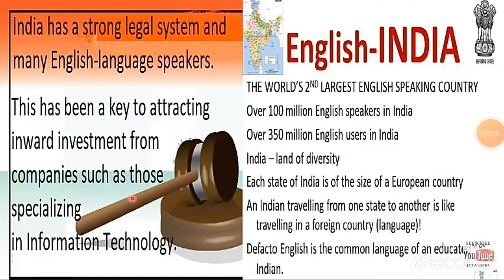Next, India has a strong legal system and many English language speakers. This has been a key to attracting inward investment from companies such as those specializing in information technology. So, India has many English speakers, so we can sustain in any other countries.